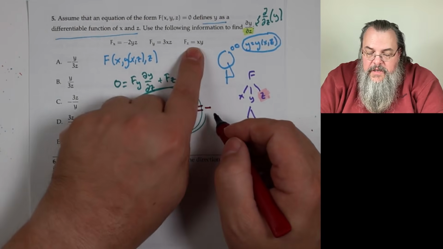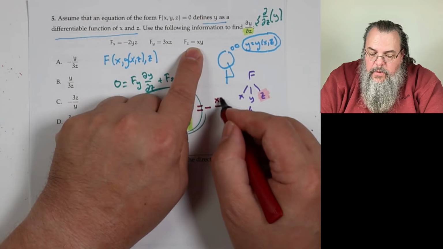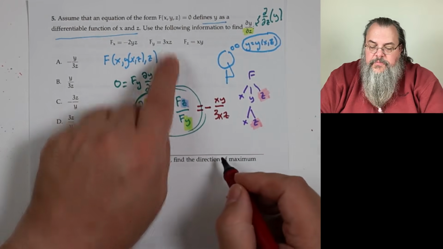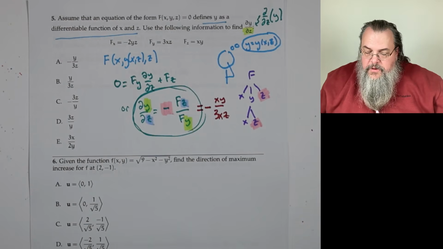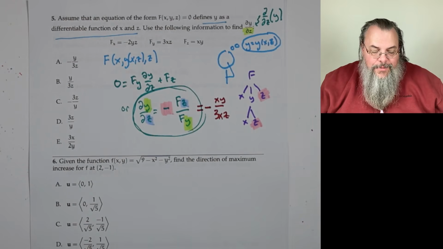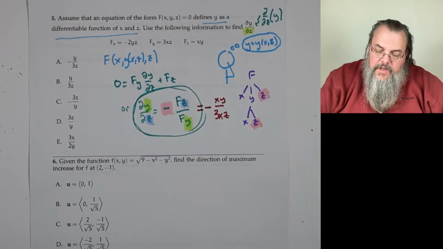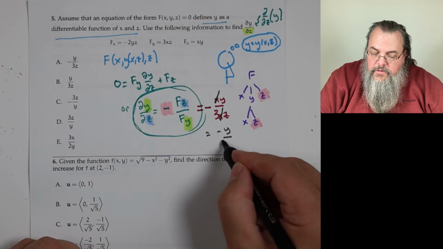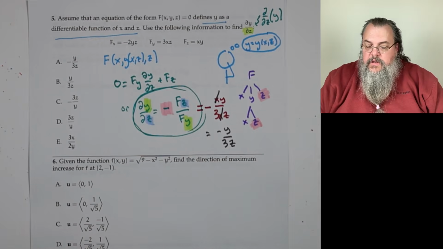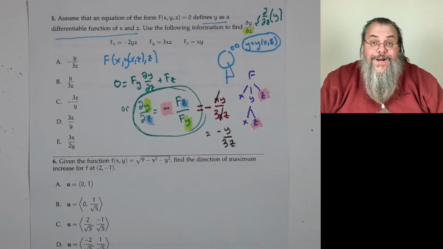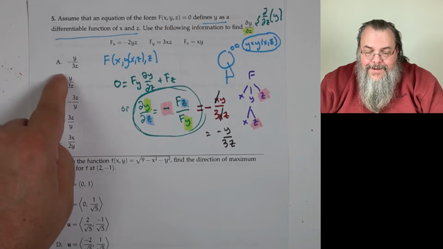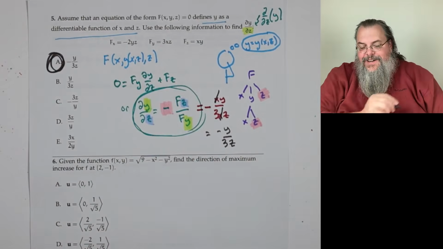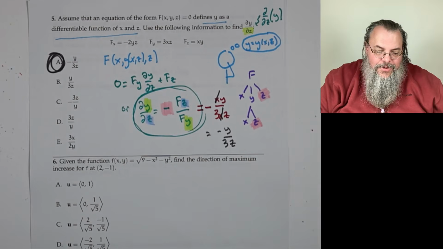What is fz? It is xy. What is fy? It is 3xz. And we're not out of the woods yet, but we're almost there. We just do some cleaning up. We can cancel an x, and we're left with a negative y over 3z. So we say, okay, is there anything that looks like negative y over 3z? Woohoo! Nice. Cool.